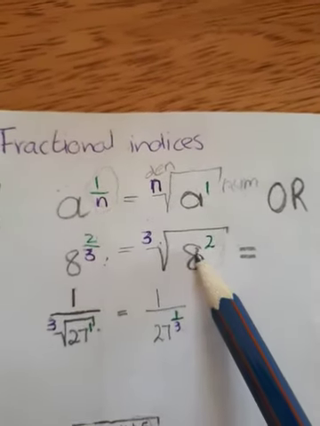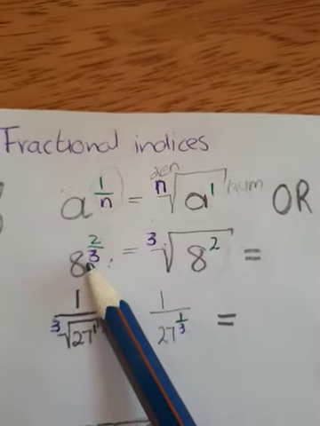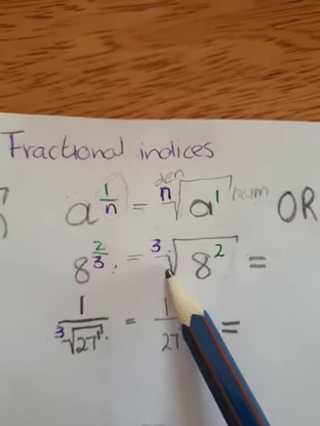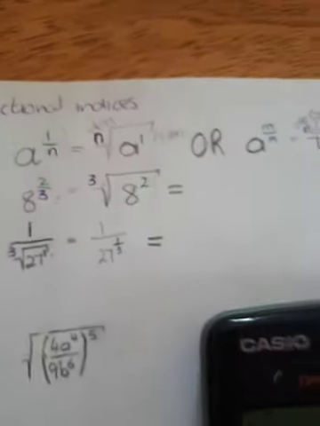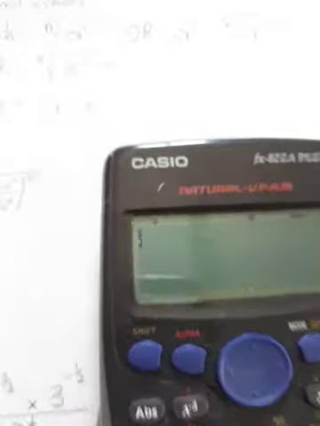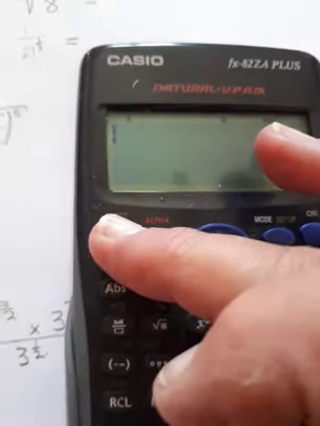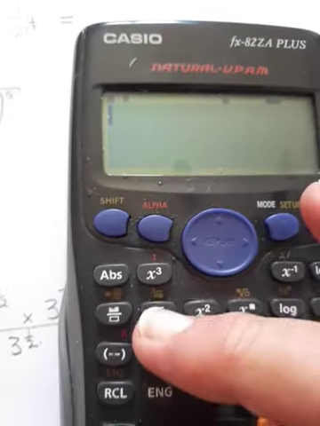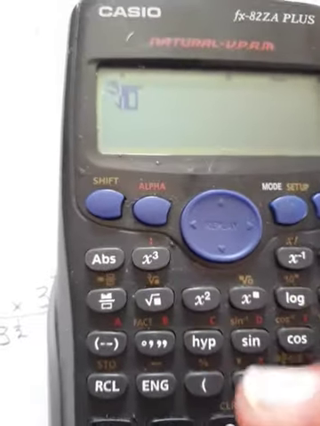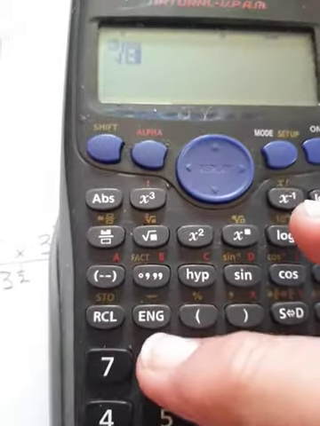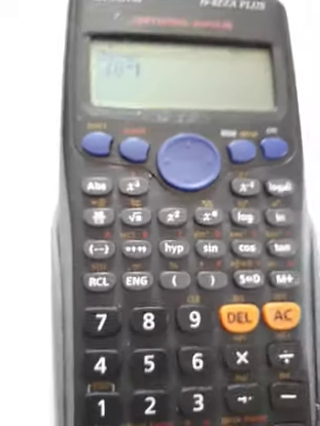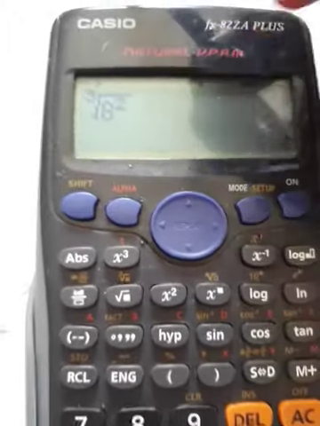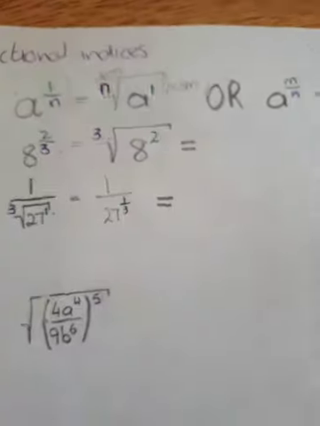8 to the power of 2 goes into the third root, the cube root. And you can put this into your calculator. Most calculators will actually solve this. So you have shift, then take the third root of 8 to the power of 2 and press your equal sign, and it gives you an answer of 4.